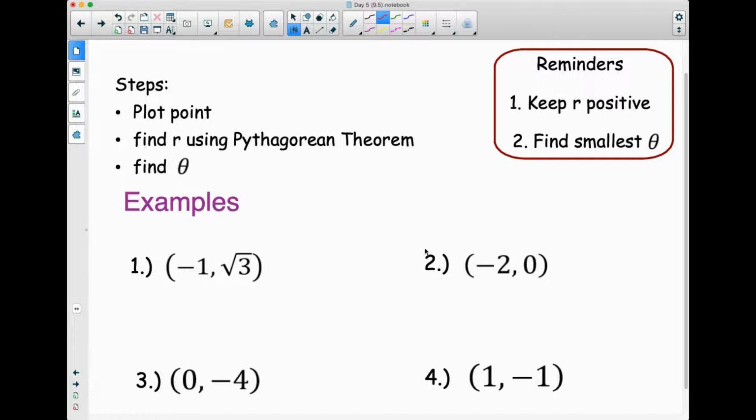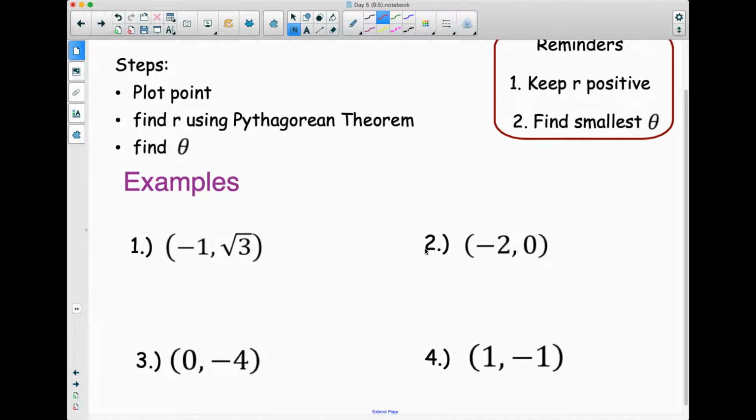All right, so now it's almost like we're doing less of the work. We're just plugging it into a formula. So keep things in mind. r has to be positive, and you're going to find the smallest theta. What I mean by that is there are infinite answers here. Coterminal angles, you can keep going forever and ever and ever. Just keep the one that's the smallest. Don't be like 700 and something something. Okay, keep within the 360 that we're looking at there.